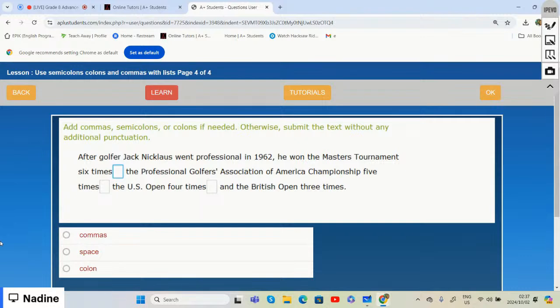It says, after golfer Jack Nicklaus went professional in 1962, he won the Masters tournament 6 times, the Professional Golfers Association of America Championship 5 times, the US Open 5 times, and the British Open 3 times. Do we have to add commas to separate those series? Do we have to just leave it as a space, option 2, or do we have to add a colon, option 3? Which punctuation mark do we have to use?